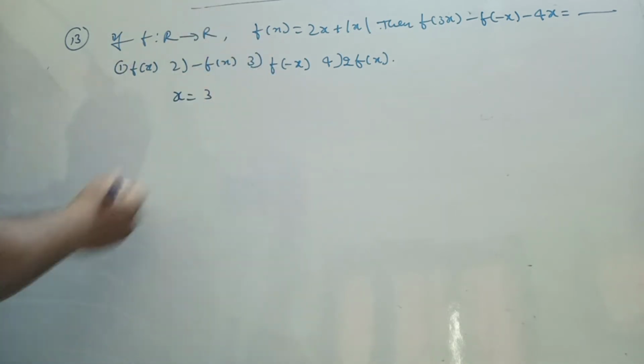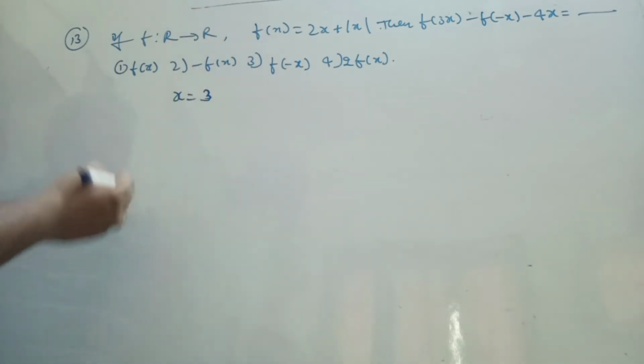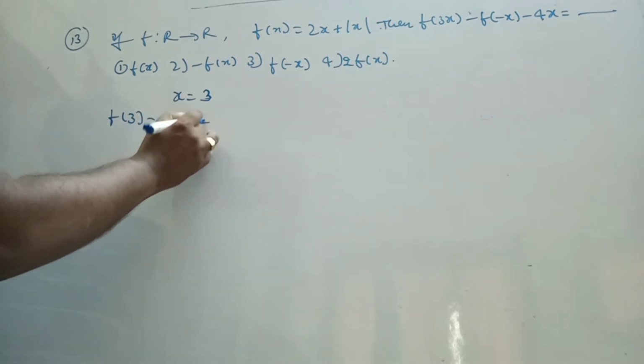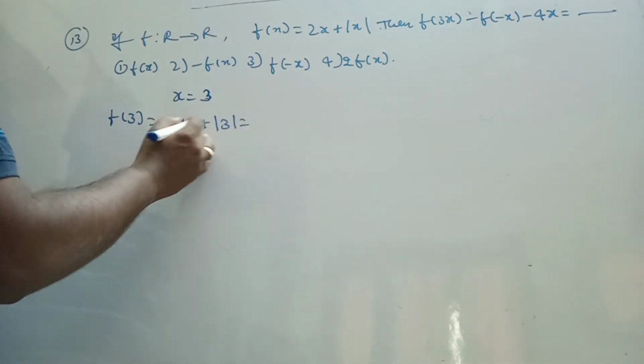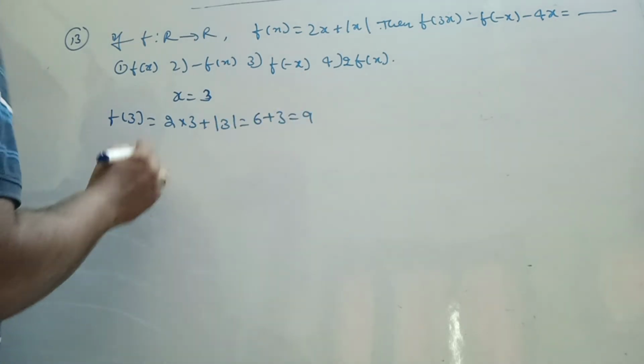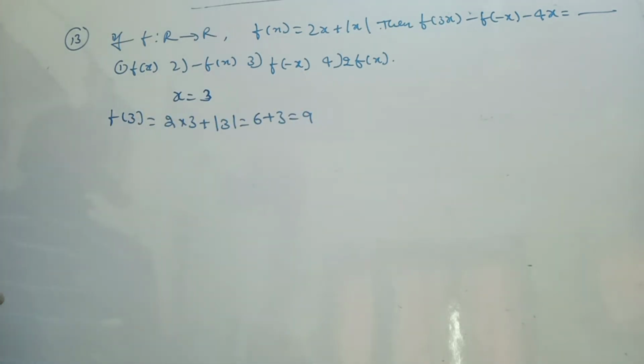Suppose if you take x is equal to 3, okay? Then f(3) is equal to 2 into 3 plus mod 3, like this. 6 plus 3, that become 9. We have here 6 plus 3 equal to 9. f(3) equal to 9 we have got like this. Right? Very good. This is what actually f(3). Right. Now we need, actually they are asking here f(3x) minus f(minus x), like this.